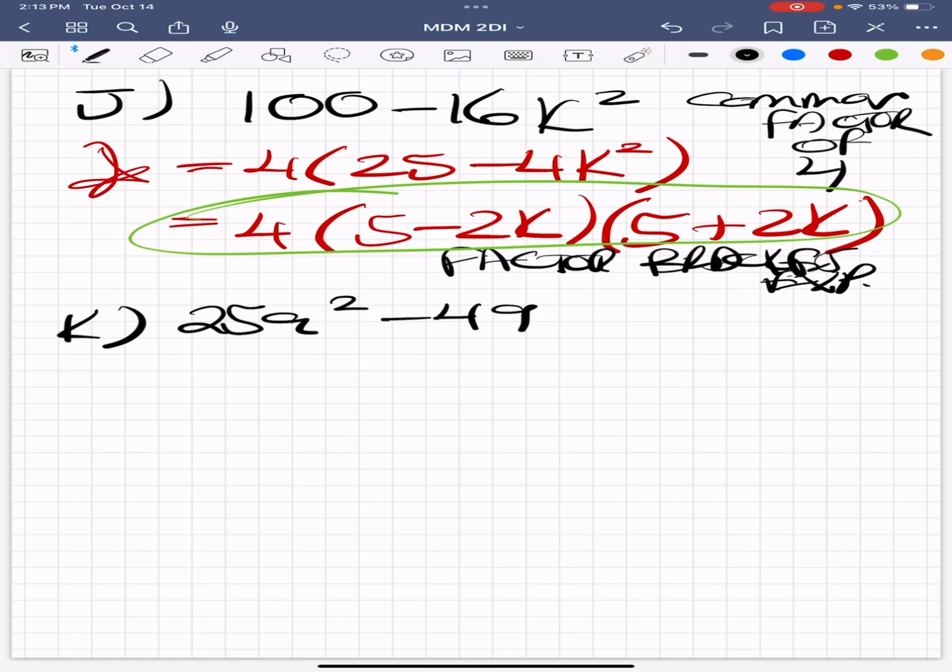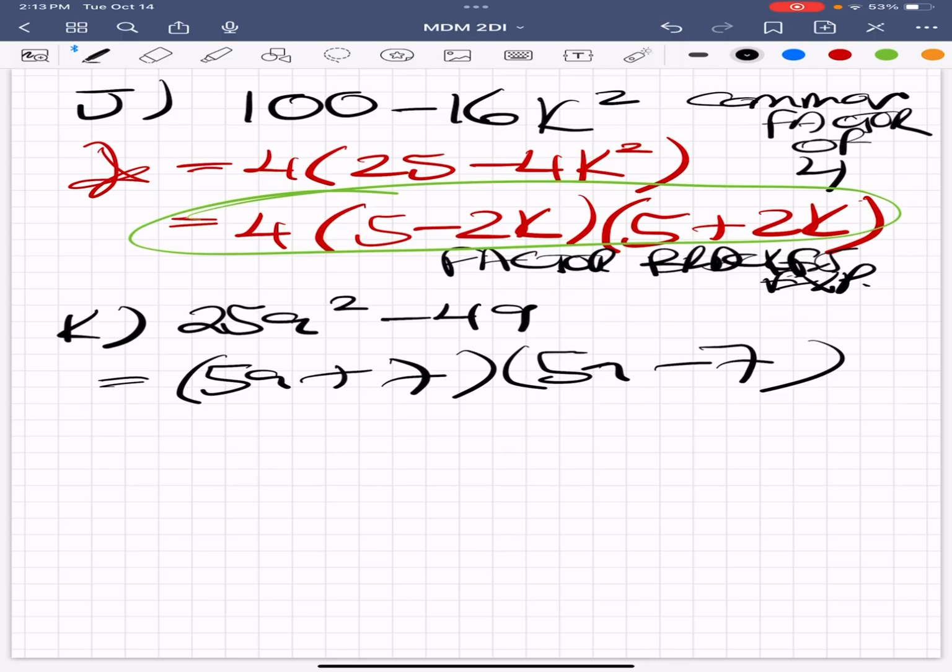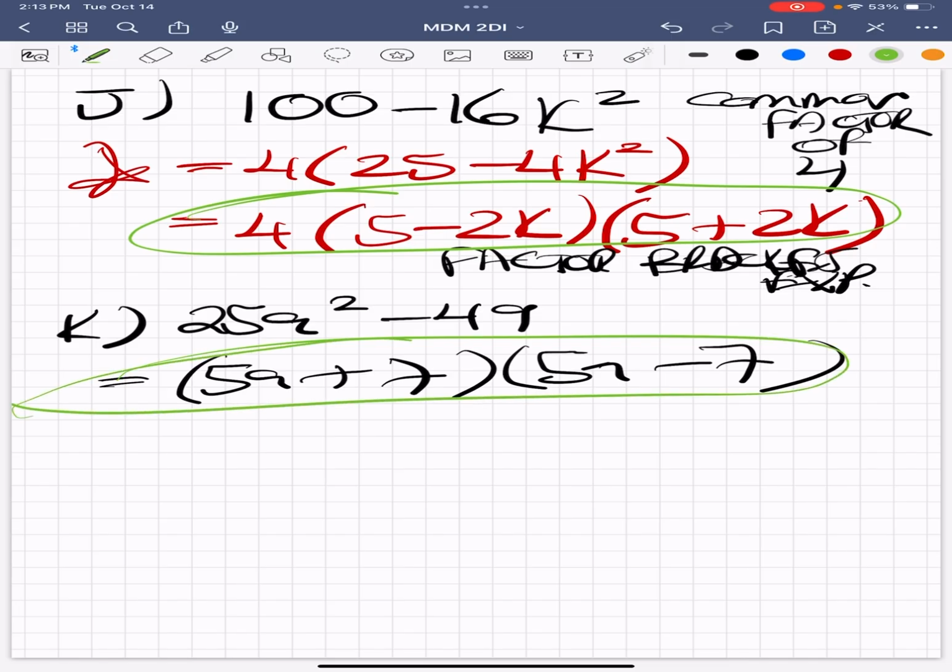Now we have k. We have 5a plus 7 and 5a minus 7, and that's our answer. And there you go. That was factoring difference of squares, and I hope that you found that helpful.